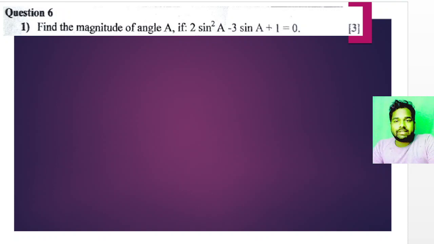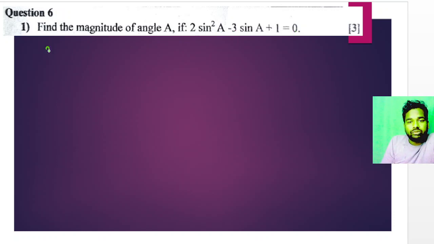Hello students, in this session we are going to analyze a question that already came in your annual exam. The question is asking: find the magnitude of angle A if 2 sine square A minus 3 sine A plus 1 is equal to 0.